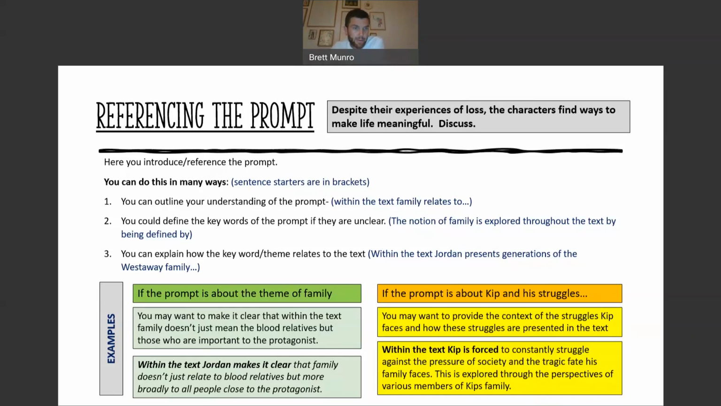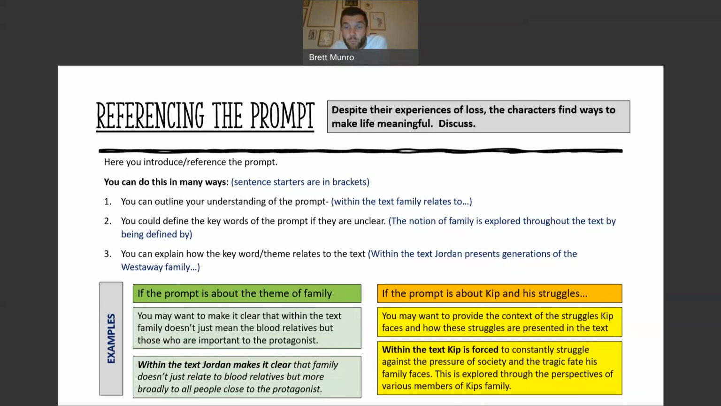Two examples here. The first one, again, is about the prompt of family. The second one is about the prompt of Kip and his struggles. So if the prompt is about family, you might want to make it clear that within the text, family doesn't just mean blood relatives, but all of those people who are important to the protagonist. In that case, your second sentence would sound like, within the text, Jordan makes it clear that family doesn't just relate to blood relatives, but more broadly, to all people close to the protagonist.